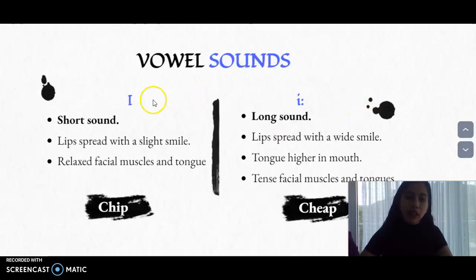So we have the short sound that is represented by this phoneme, and the lips spread with a slight smile, the relaxed facial muscles, and tongue. For example, the word ship. And on the other hand, we have the long sound that is represented by this phoneme, and the lips spread with a wide smile, and tongue high in the mouth, tense facial muscles, and tongue. For example, the word sheep.